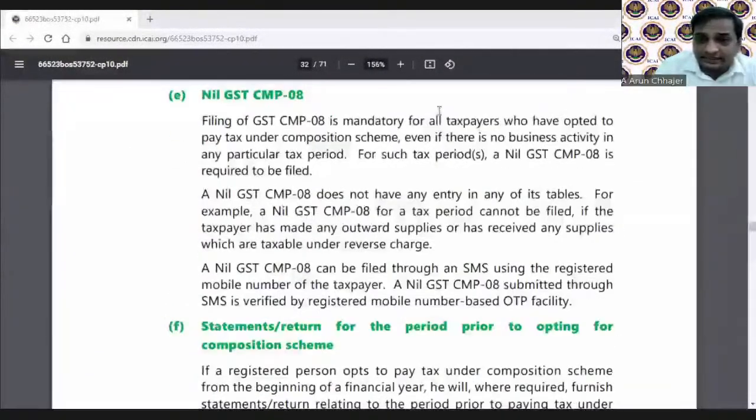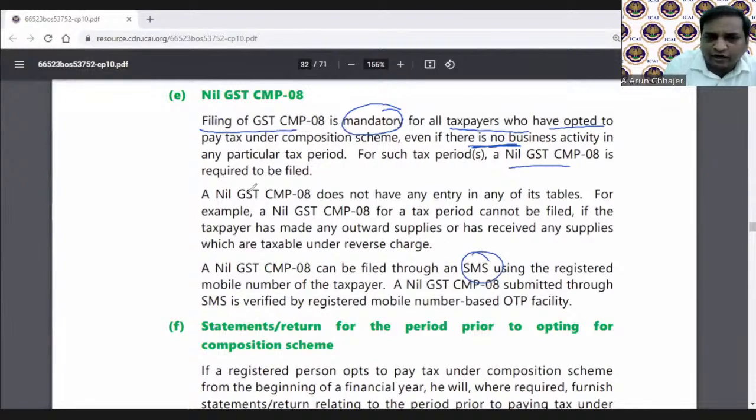Nil CMP 08 is possible. Filing of the CMP 08 is mandatory for all taxpayers who have opted to pay the tax under composition, even if there is no business. Nil can be filed through SMS, same language, and nil means it does not have any entry in any of its tables.